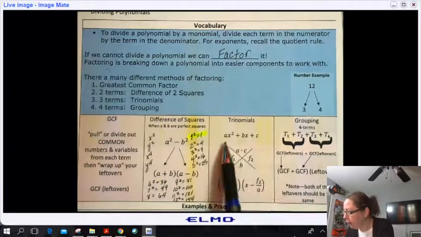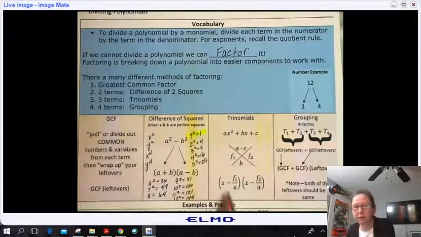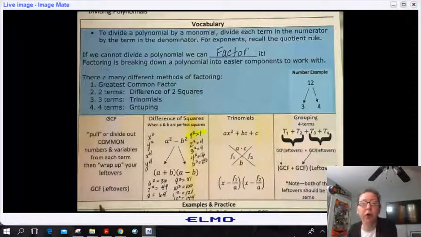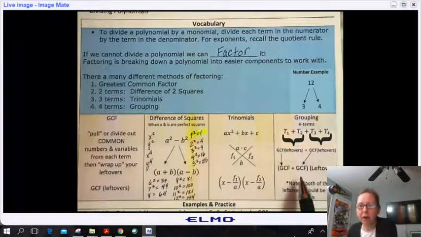A trinomial. We're going to go over this process with you, but we should have learned all 3 of these methods in Math 1. The only new type of factoring that we're going to discuss is grouping, which uses GCF and leftovers, and that's about it. So we're going to look at examples of all 4 of these.